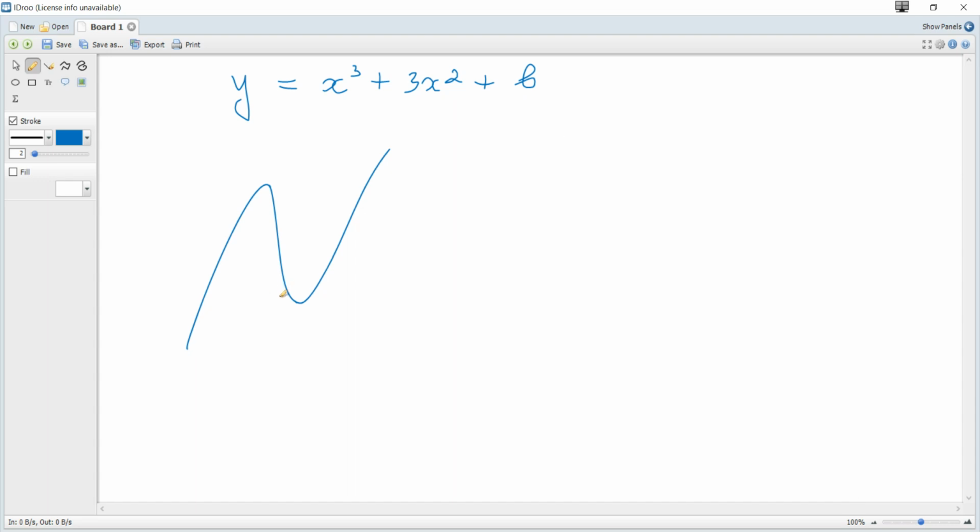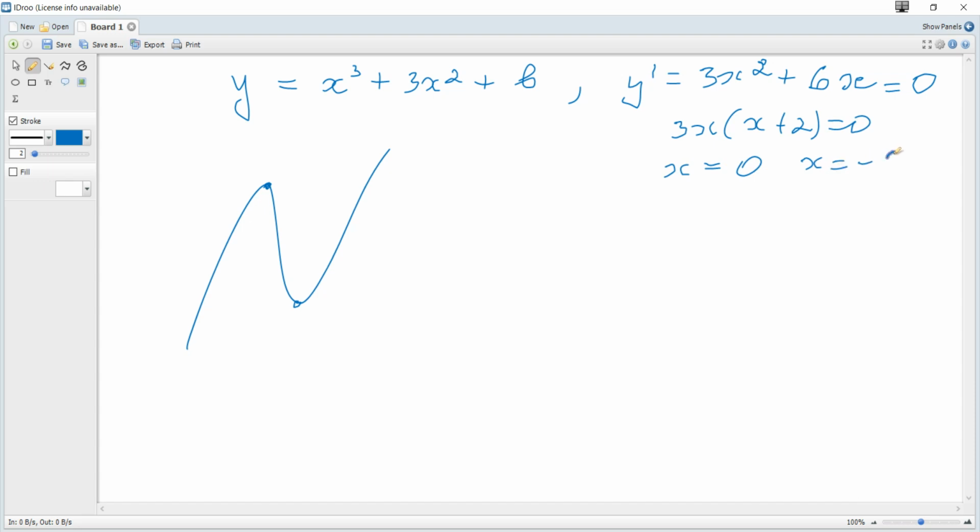So definitely we need the coordinates of these points of zero gradient, the local maximum and local minimum. How to find them? We should consider the derivative. And the derivative becomes 3x squared plus 6x, and equating it to 0, we get 3x times x plus 2 is 0, so x is 0, x is negative 2.